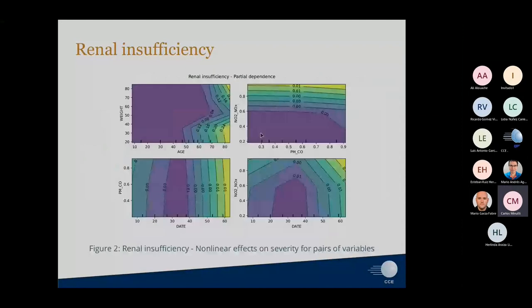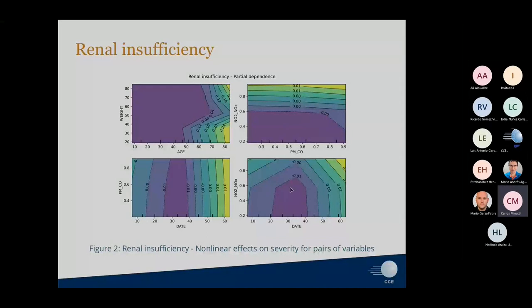Here you can see the nonlinear and linear relationships between variables, for example, age and weight. You can see, for example, there is an optimal or average weight with the smallest severity, which is about 55 to 60 kilograms. But if you have a lower weight, it increases the severity of the hospitalization. And also if you have a higher weight. For the contaminants or the pollutants, we have a slight interaction between PM, CO, and NO2. We can see it's mainly due to NO2, but there is a small interaction between PM and CO. Also, the date of the hospitalization has a small effect.